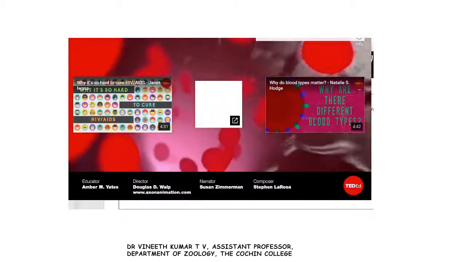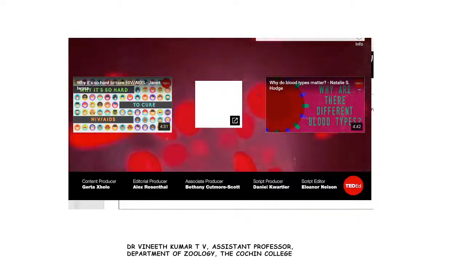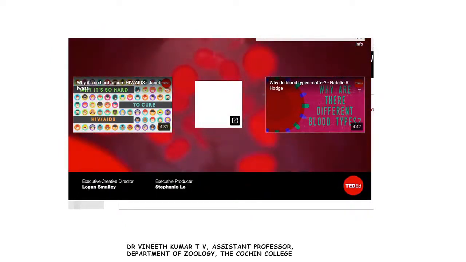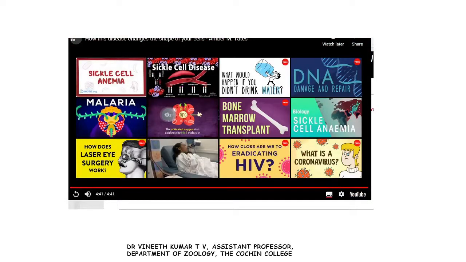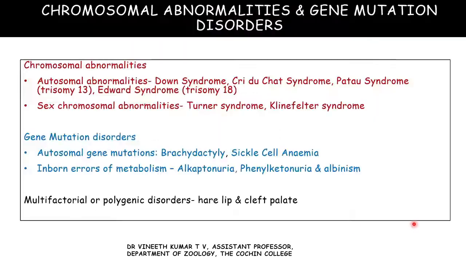So with this, we come to the end of this particular discussion of our sex chromosomal abnormalities. So we come to the end of our discussion with the autosomal gene mutation abnormalities like brachydactyly and sickle cell anemia.